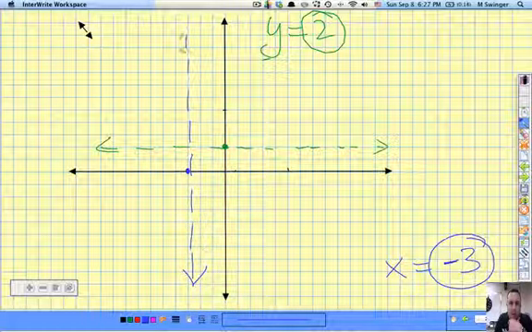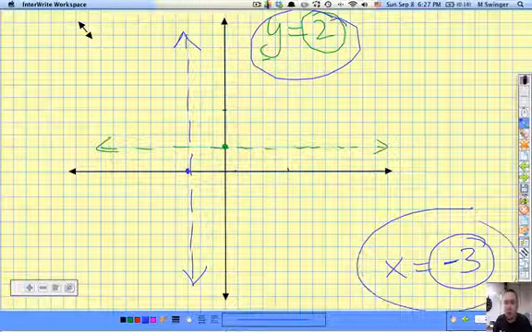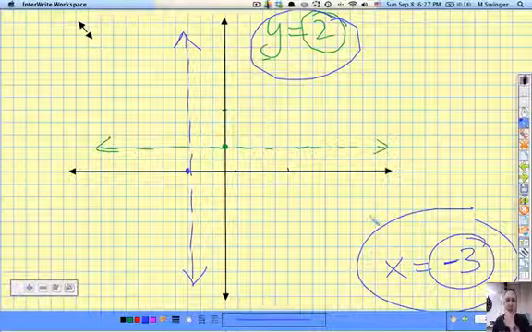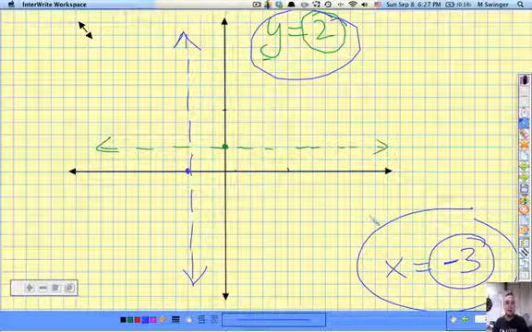And this is how you draw, these are easy. This is how you draw any horizontal line and any vertical line. Okay, it's either y equals is this way, x equals is this way. And that's it. Okay, that's section 3, graphing.